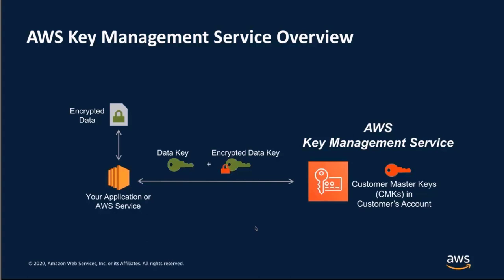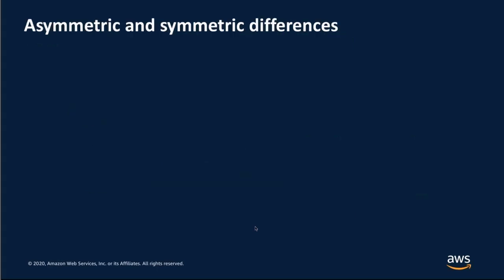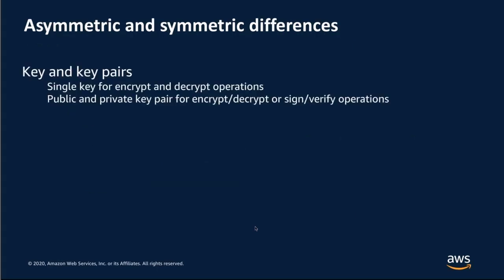Now, there's another class of keys that are also available in cryptography, asymmetric keys, and that is what we've launched in the Key Management Service now. Let's see what the differences are between asymmetric and symmetric keys. First, symmetric keys are just one single key, but in the case of asymmetric, they are key pairs.